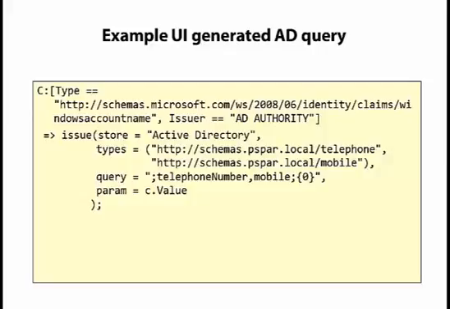This is a user interface generated AD query. This claims language is copied from the ADFS2 user interface. The regular AD query is described in the previous slide. What's the condition? Issuer equals AD authority.